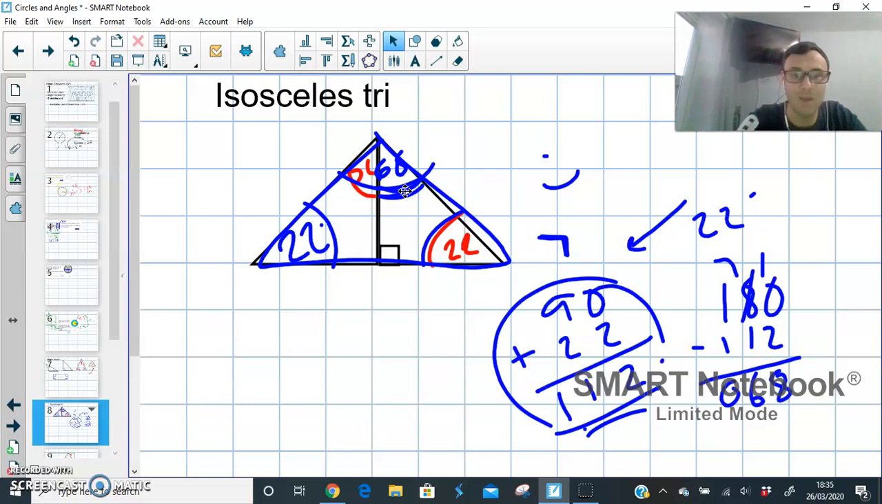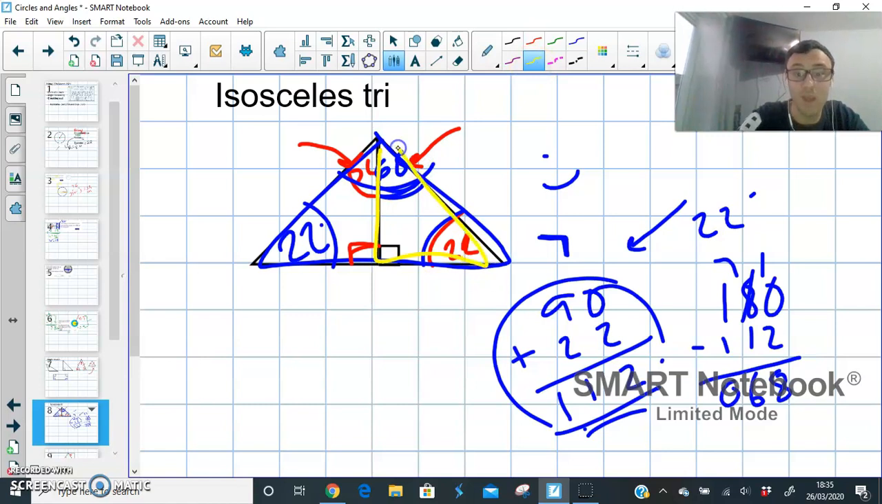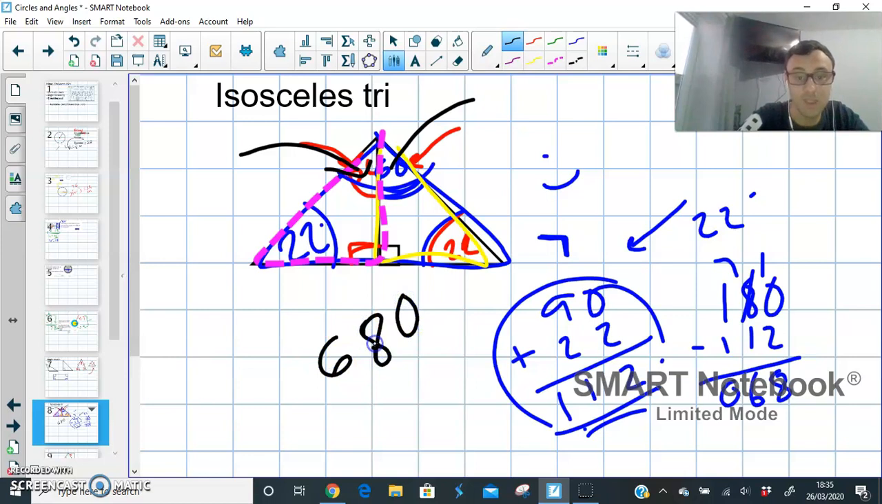Well, we also know that that there is 90. So again, I can do 90, add 22, or I just know if this part here, because these two triangles, that one and this one are exactly the same, well, if this top part here is 68, x is also going to be 68 degrees. Okay, so 68 degrees. Straightforward isosceles triangle.